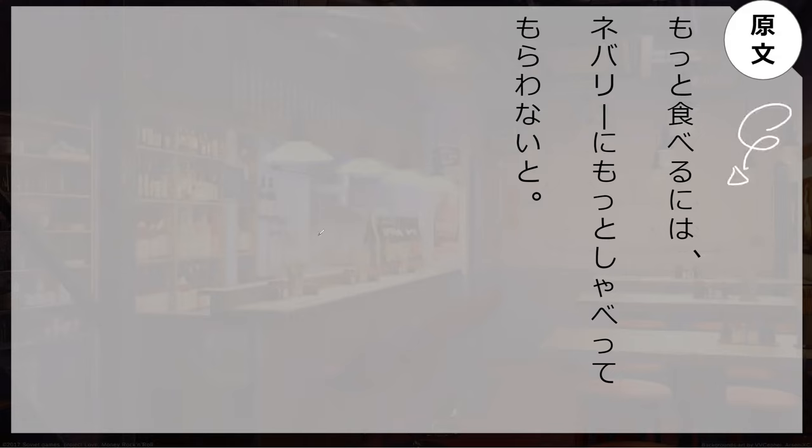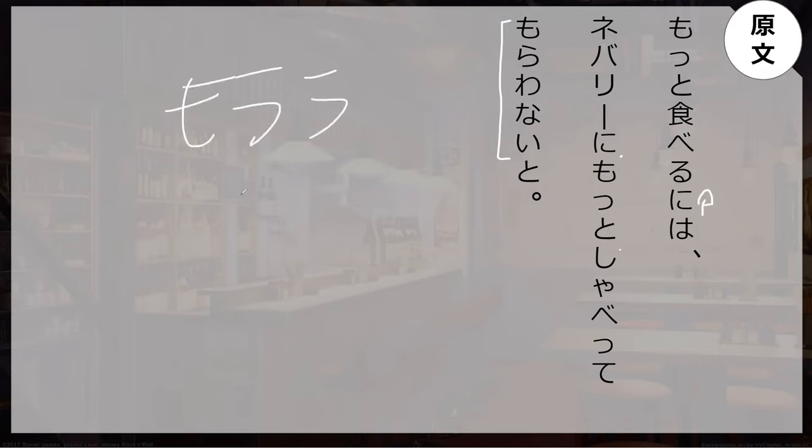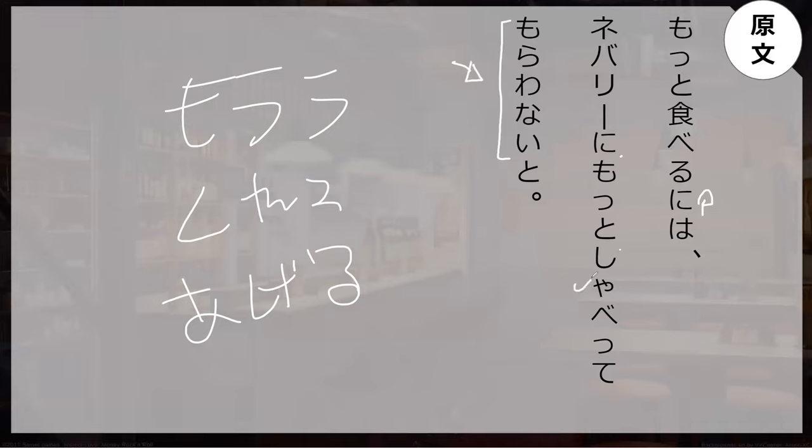Okay, so let's go read the line from the sentence. Motto taberu ni wa, neburi ni motto shabette morawanai. Morawanai, from morau, which comes from kureru and ageru. So you might not translate the morau part and just pretend it says shabette in negative form. Motto shabete. Talk more. The morau is here because we're adding this ni from neburi, because neburi is doing the talking, not ore. Motto shabete.